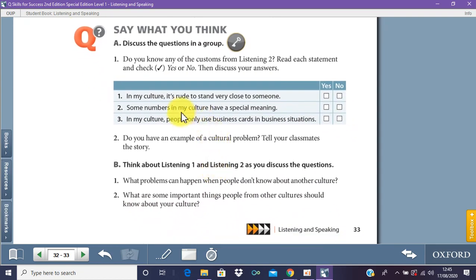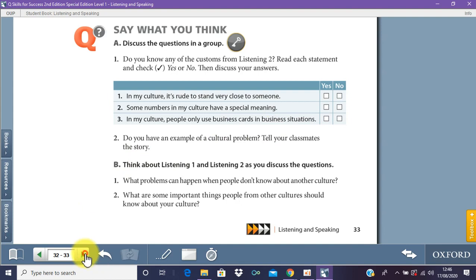Okay, if you remember the questions from listening, read the sentence and tick yes or no. Number 1, in my culture, it's rude to stand very close to someone. Answer is yes. In our culture, yeah, it is very rude. You don't want to stand next to people, and because of COVID, the coronavirus, you don't want to stand next to someone even closer. Some numbers in my culture have a special meaning. The answer is no. In my culture, people use business cards in business situations. The answer is yes. Okay, very simple.